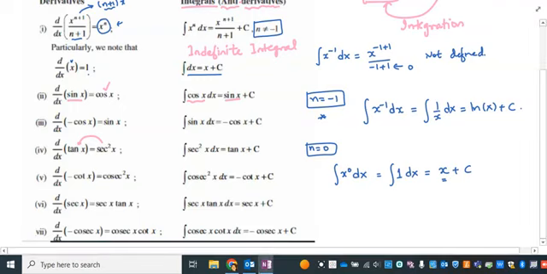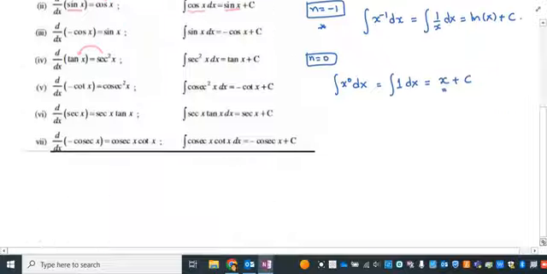Similarly, if we want to see how this rule works for different values of n, let's see it over here. Suppose we need to find integral of x power 3 dx. So in this case n is 3. By the rule it is x to the power 3 plus 1 over 3 plus 1 plus c. So it is x power 4 over 4 plus c.